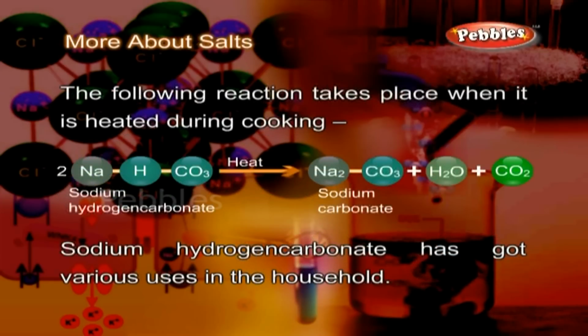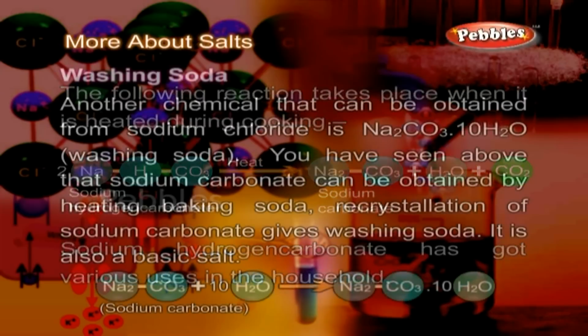The following reaction takes place when it is heated during cooking. 2NaHCO3, that is sodium hydrogen carbonate, on heating gives Na2CO3, that is sodium carbonate, plus H2O plus CO2. Sodium hydrogen carbonate has got various uses in the household.